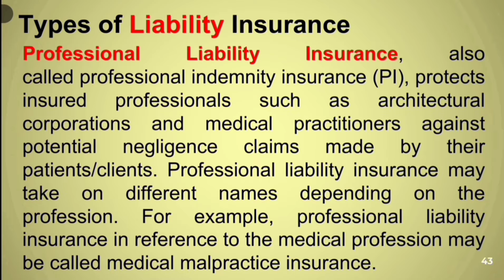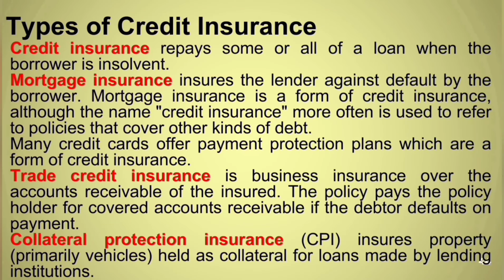Types of liability insurance. Professional liability insurance, also called professional indemnity insurance or PI, protects insured professionals such as architectural corporations and medical practitioners against potential negligence claims made by their patients or clients. Professional liability insurance may take on different names depending on the professions. For example, professional liability insurance in reference to the medical profession may be called medical malpractice insurance.